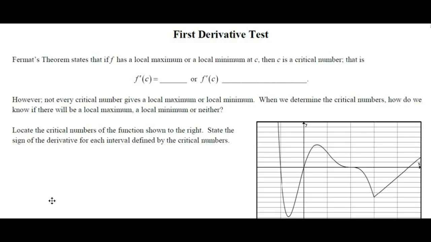So Fermat's theorem states that if f has a local maximum or a local minimum at c, then c is a critical number, which means f prime of c is equal to 0 or f prime of c does not exist.